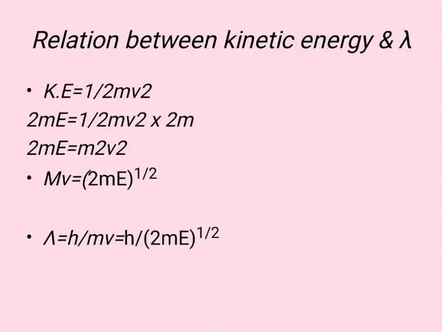Or we can say 2mE is equal to m square v square, or mv will become equal to root of 2mE. If we substitute the value of mv in the de Broglie equation, that is lambda is equal to h upon mv, we get lambda is equal to h upon root 2mE. So this is the relation between kinetic energy and wavelength.